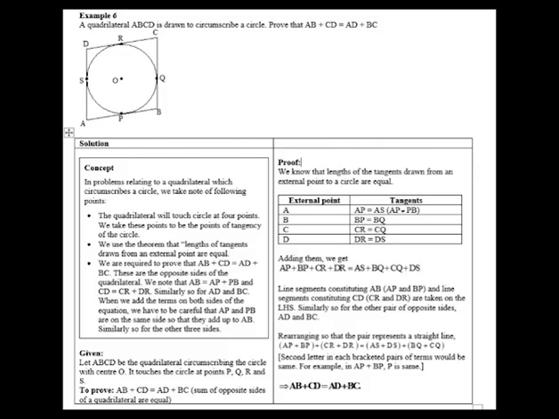Example 6. A quadrilateral ABCD is drawn to circumscribe a circle. Prove that AB plus CD is equal to AD plus BC.